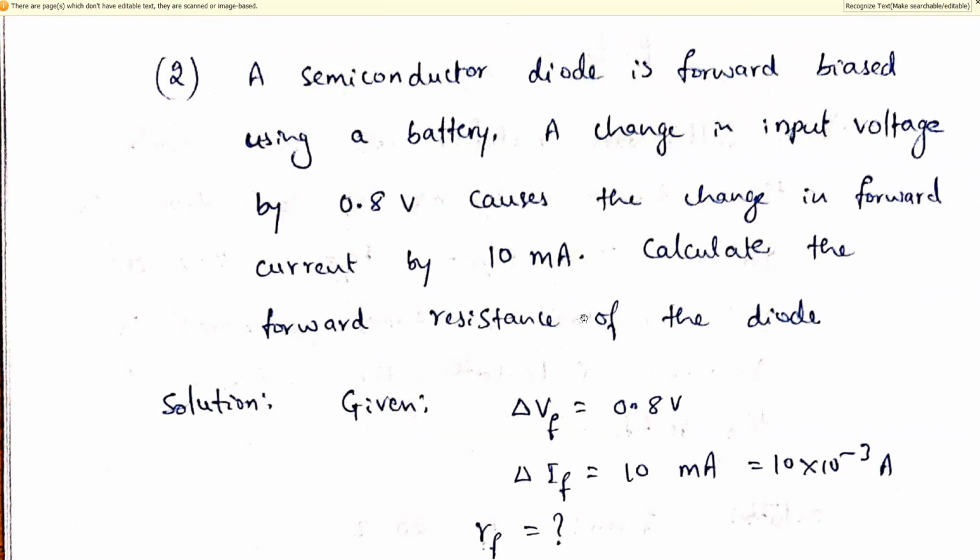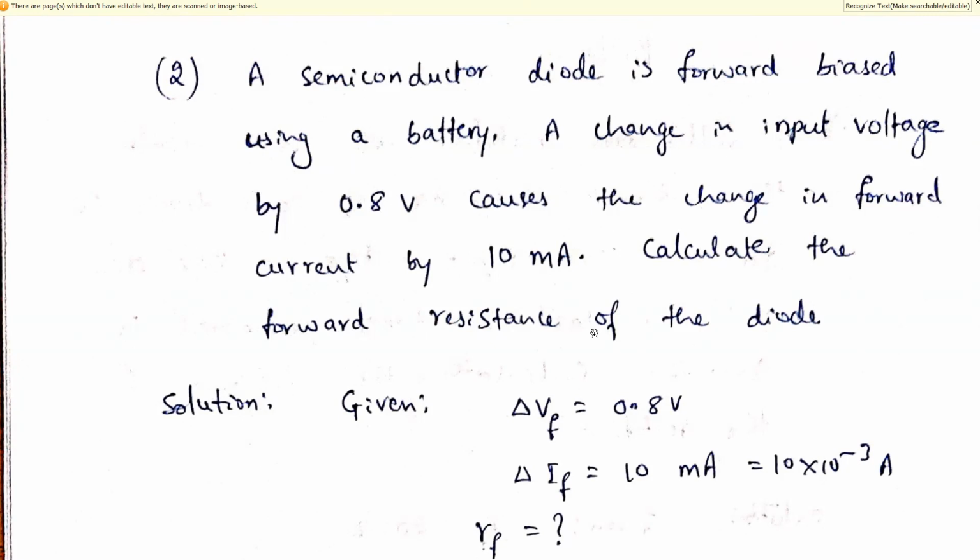This problem is on the semiconductor diode. A semiconductor diode is forward biased using a battery. A change in input voltage by 0.8 volt causes a change in forward current by 10 milliampere. Calculate the forward resistance of the diode.